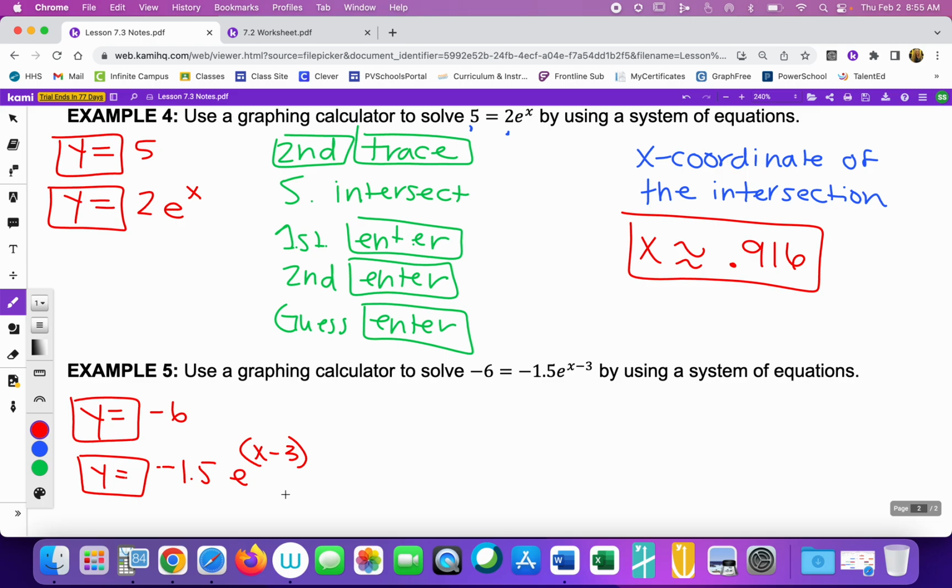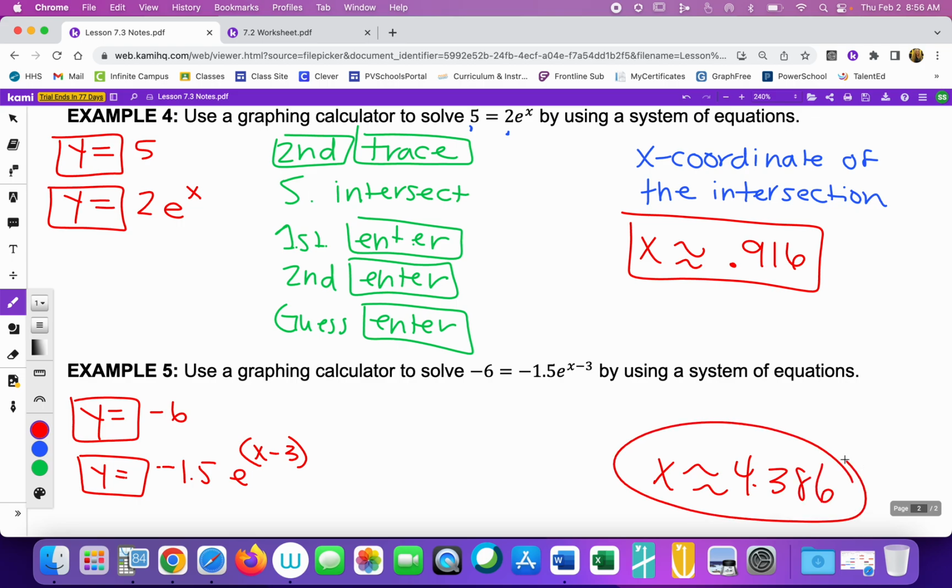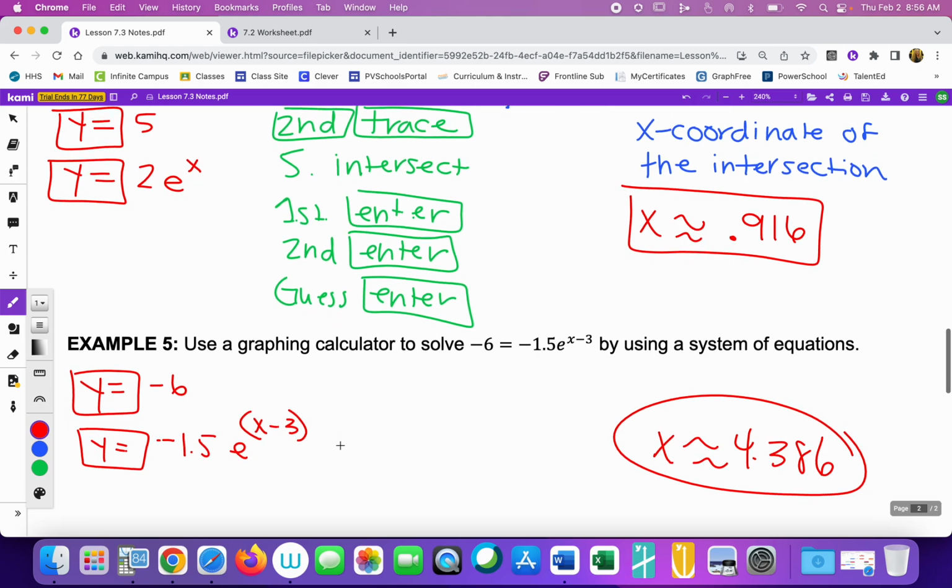Who's got an answer? Riley does. Elvis? 4.386. It is approximately 4.386. Now, is anyone way off? The only way you'd be way off is if you didn't plug these in correctly, because the calculator does the work for you. If you didn't put parentheses around the x minus 3, that would throw off your answer. But you wouldn't know because the graphs are going to look fairly normal.